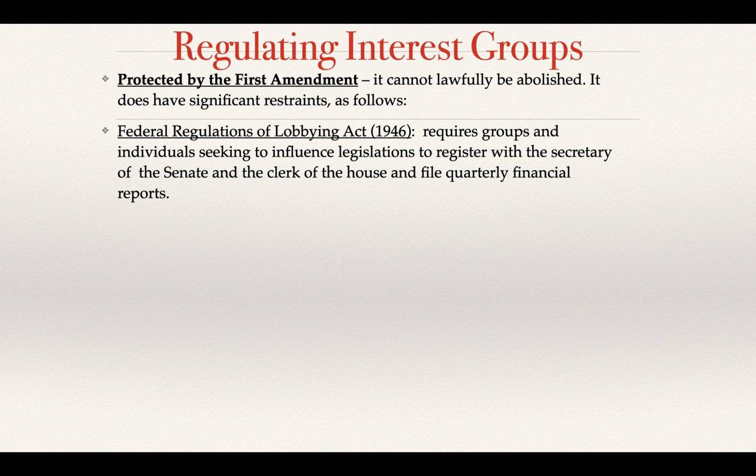The Federal Regulation of Lobbying Act of 1946 required individuals seeking to influence legislation to register with the Secretary of the Senate and the Clerk of the House, and file quarterly financial reports. So if an individual is trying to lobby the government directly or giving money to political campaigns, since 1946 we get to know who they are. So you can follow the money if they give money directly to a politician.